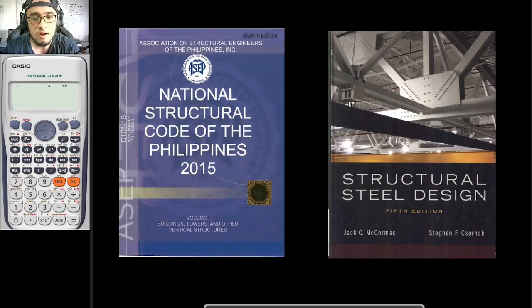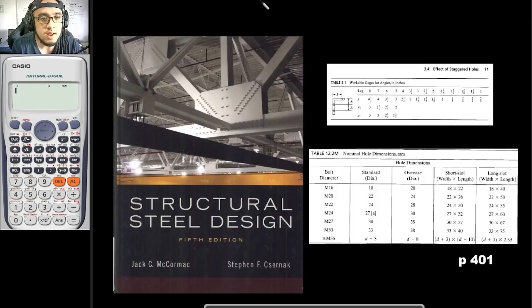Okay, so this would be our reference for this lesson. We would be using the National Structural Code of the Philippines 2015, 7th edition. Another reference for this video lecture is the book by Jack McCormac and Stephen Csernak, Structural Steel Design, 5th edition. Using this book, we would be using these tables. This one is for the workable gauges for your angle, which is page 71 of this book. And for your nominal hole dimensions, that is page 401 of this book.